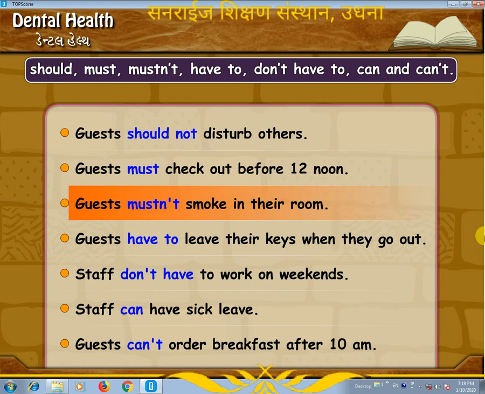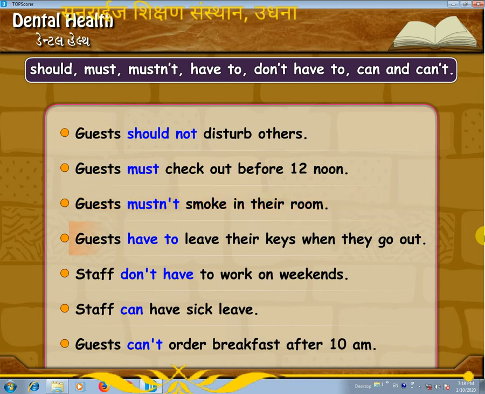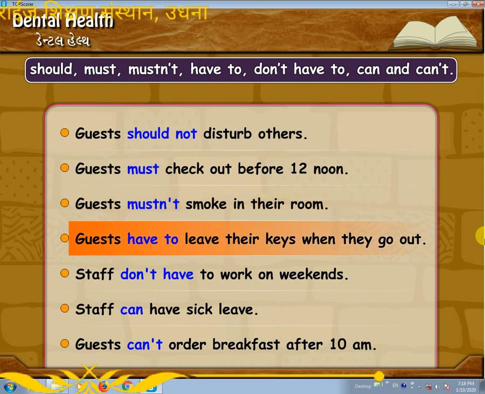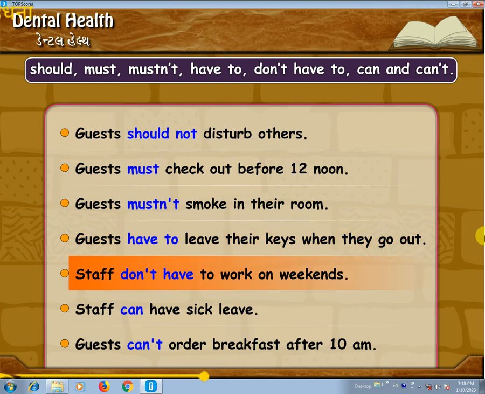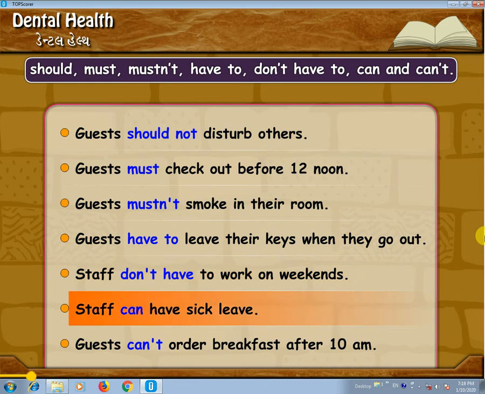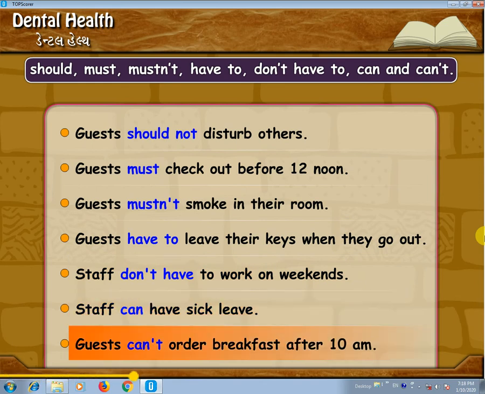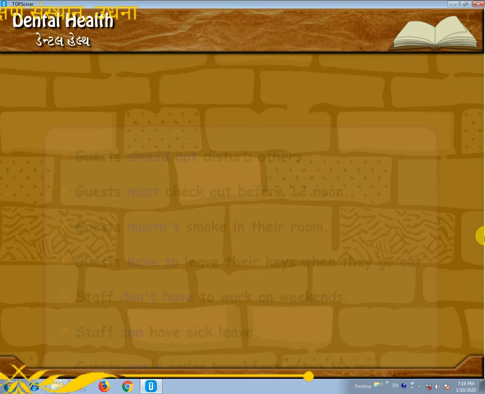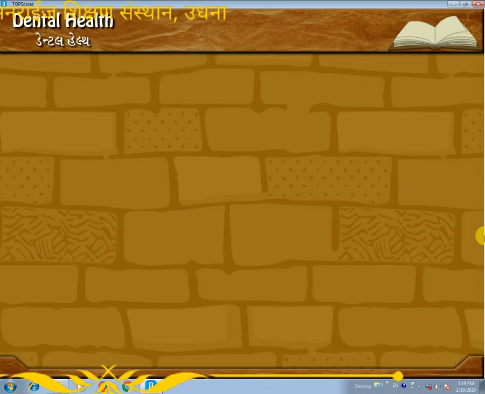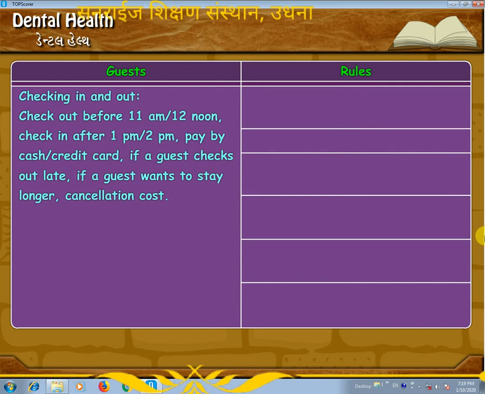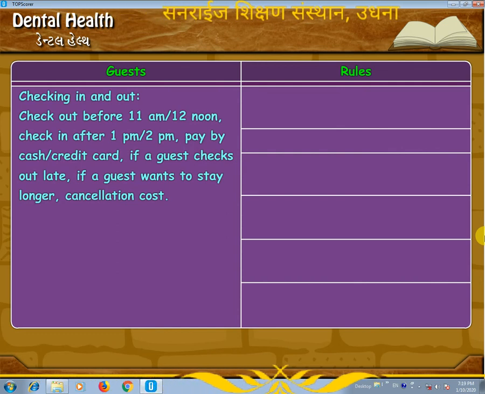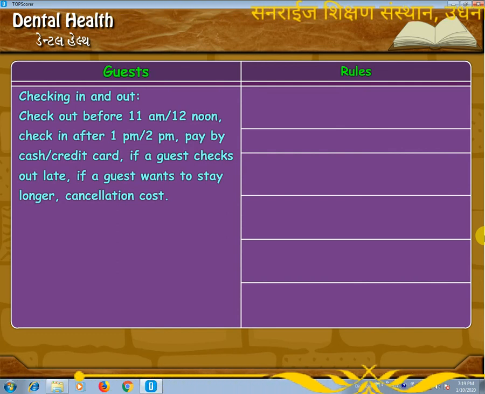Now let us see them making the rules with the help of given information. Guests. Checking in and out. Check out before 11 a.m., 12 noon. Check in after 1 p.m., 2 p.m. Pay by cash, credit card. If a guest checks out late, if a guest wants to stay longer, cancellation cost.